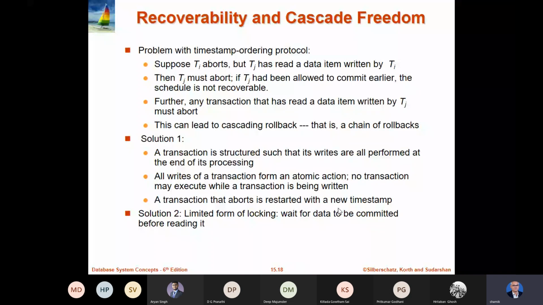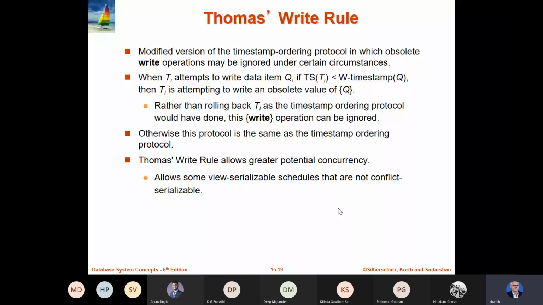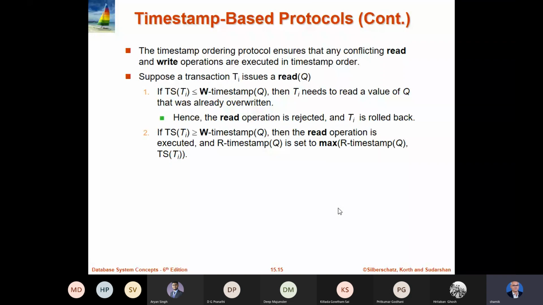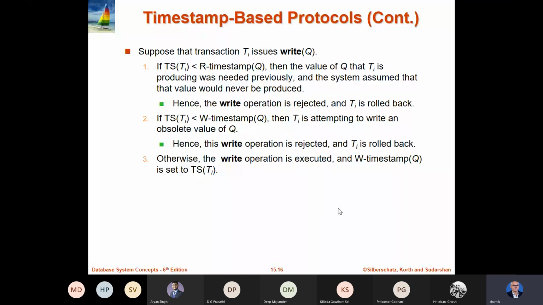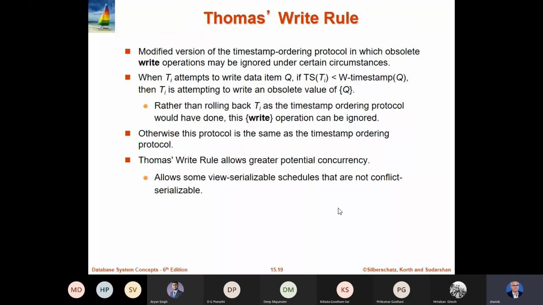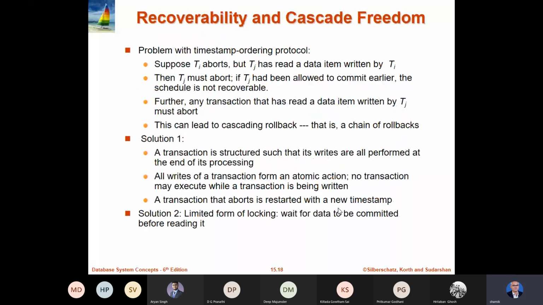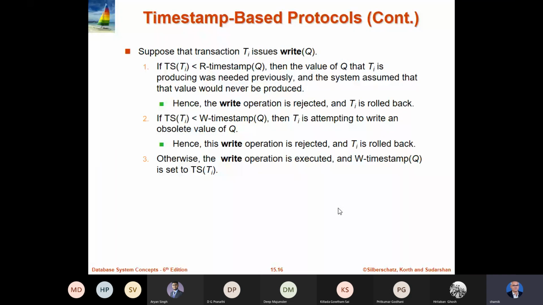Solution 2 is that some limited form of locking, a mix of both, can be considered to take care of this cascading rollback and recoverability issue. The other point: this was the classical timestamp based protocol, for read and write. Now there is a bit of improvement on top of it, which is called Thomas's write rule. What it does is that there is no change in the first part about read. Even for the write there is no change other than for the second condition. For the second, there is a simple change suggested in Thomas's write rule.